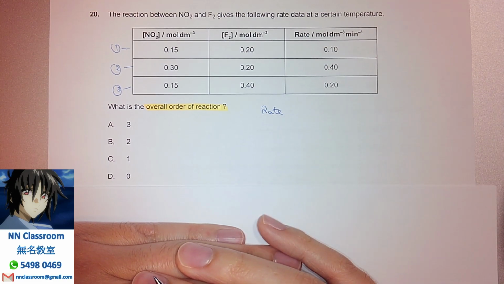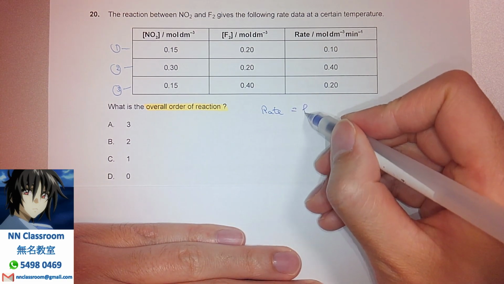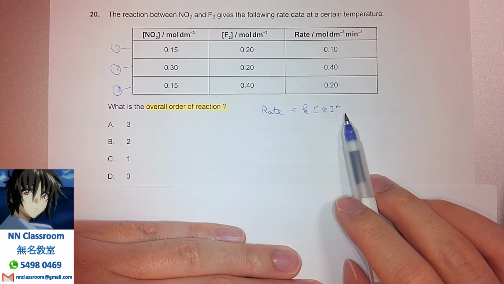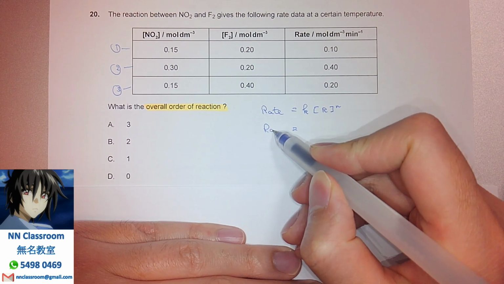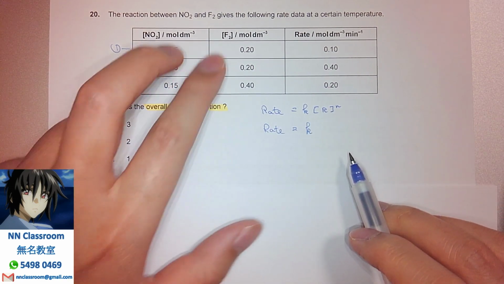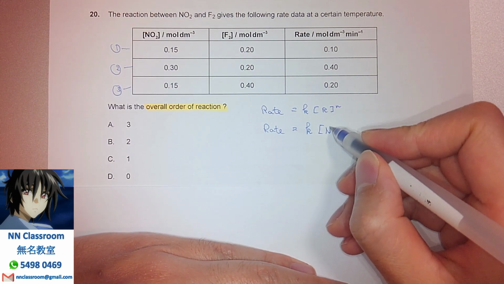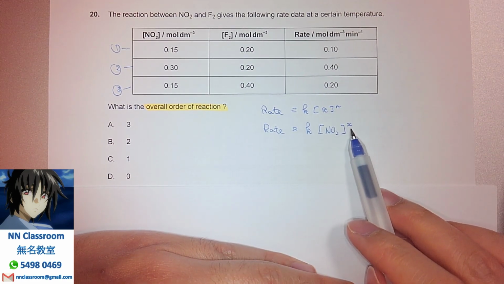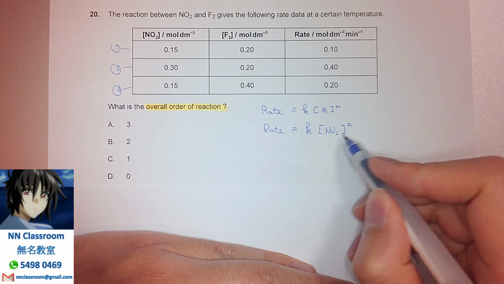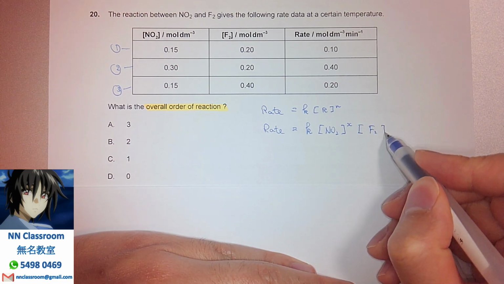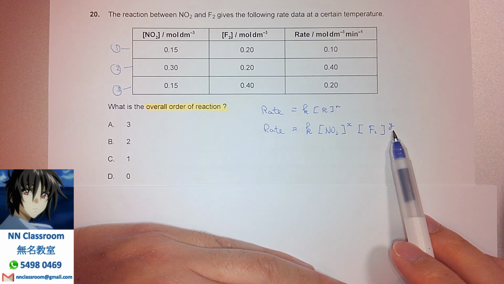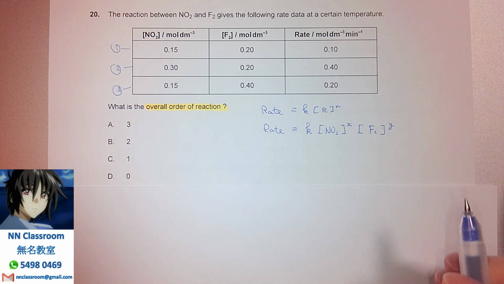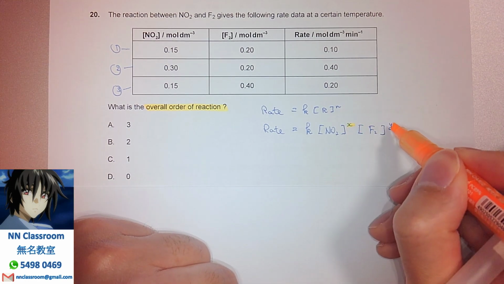From the rate equation, rate equals k times all the reactants, each to a corresponding power n, called the rate order. So in this case, the rate equals k times the two reactants given. One is NO2, I call it X, to the power x, the rate order with respect to NO2, and then F2 to the power y, which is the rate order with respect to fluorine. So our target is to find out what x and y are.